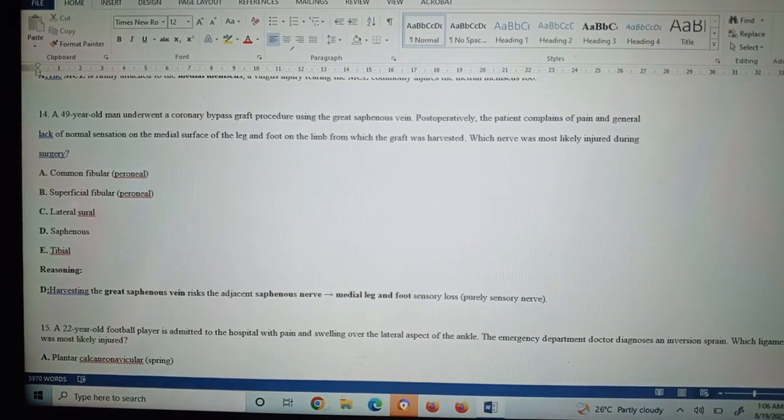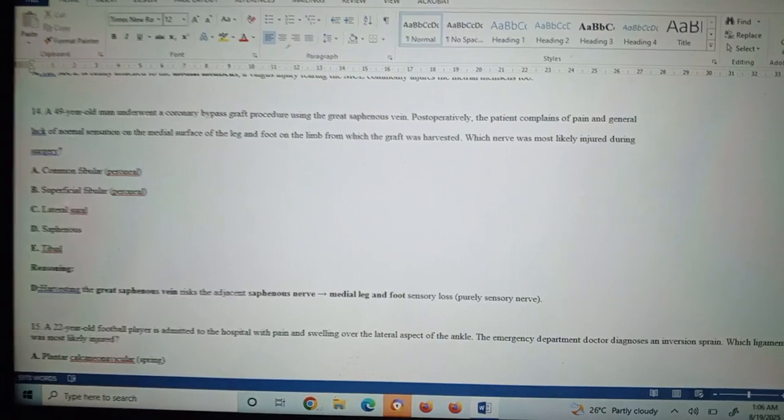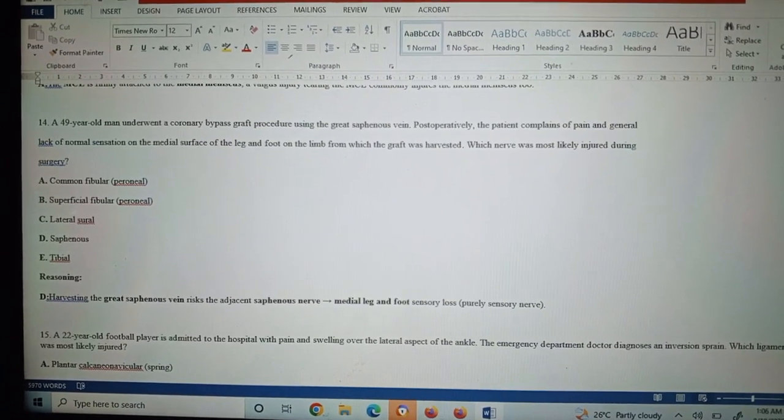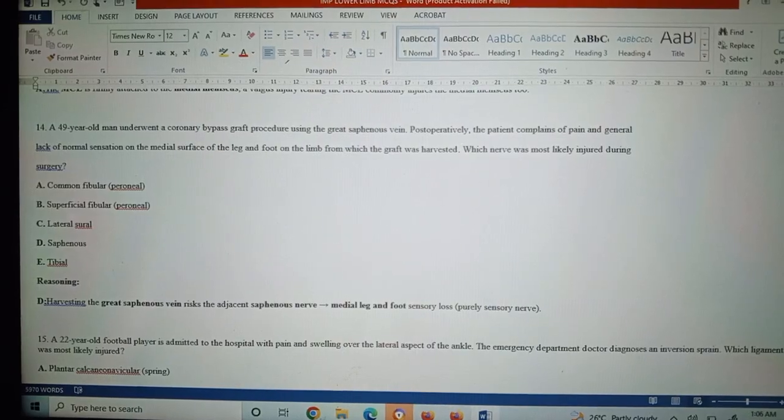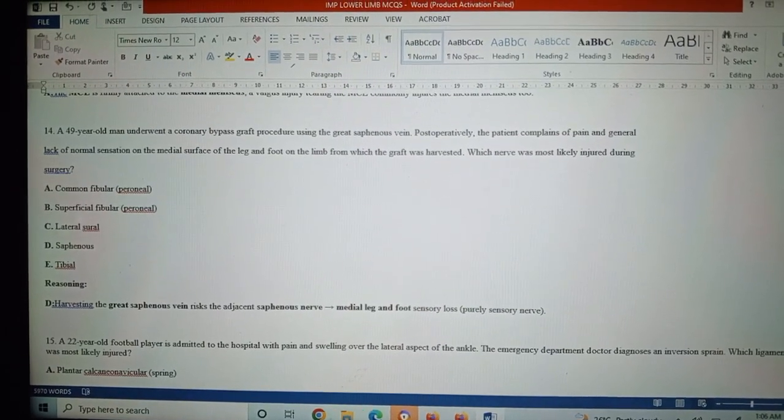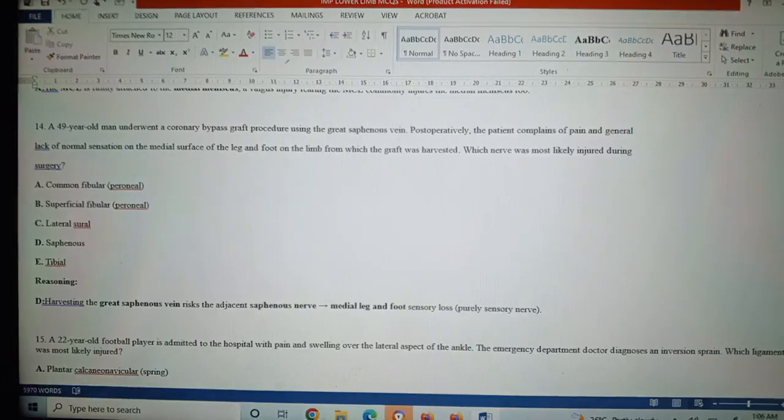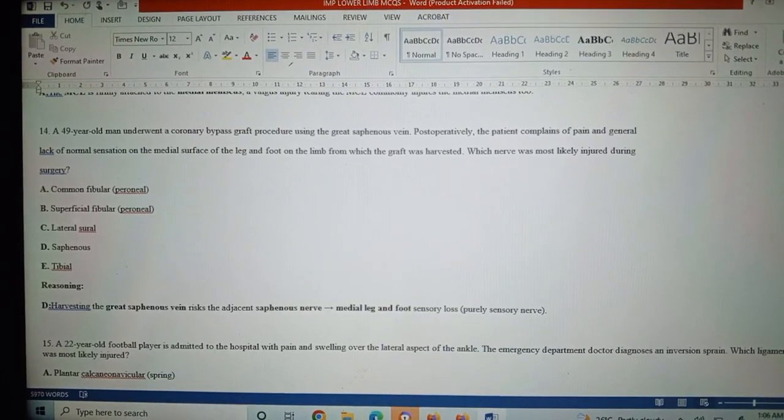Obviously, harvesting the great saphenous vein risks which nerve? Adjacent to it, the saphenous nerve is present, which supplies the medial leg and foot. So there will be sensory loss of the medial leg and the foot. This is how you are going to identify the answer.